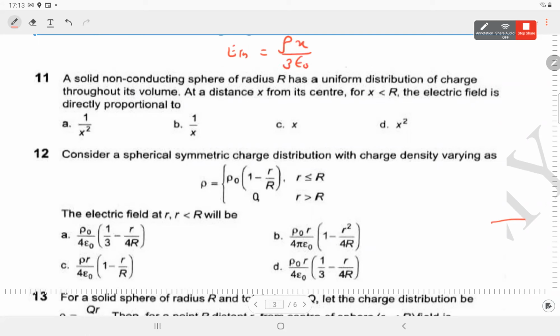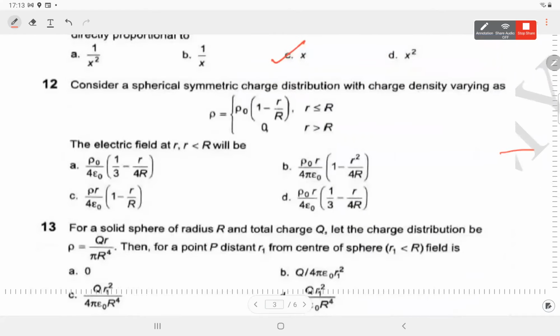R को हम x लिख लेते हैं, यहाँ पे it is given as x. Or the same was k q r by capital R cubed. So electric field is directly proportional to x. Right, that was the formula we have already derived for a solid non-conducting sphere having uniform distribution of charge.